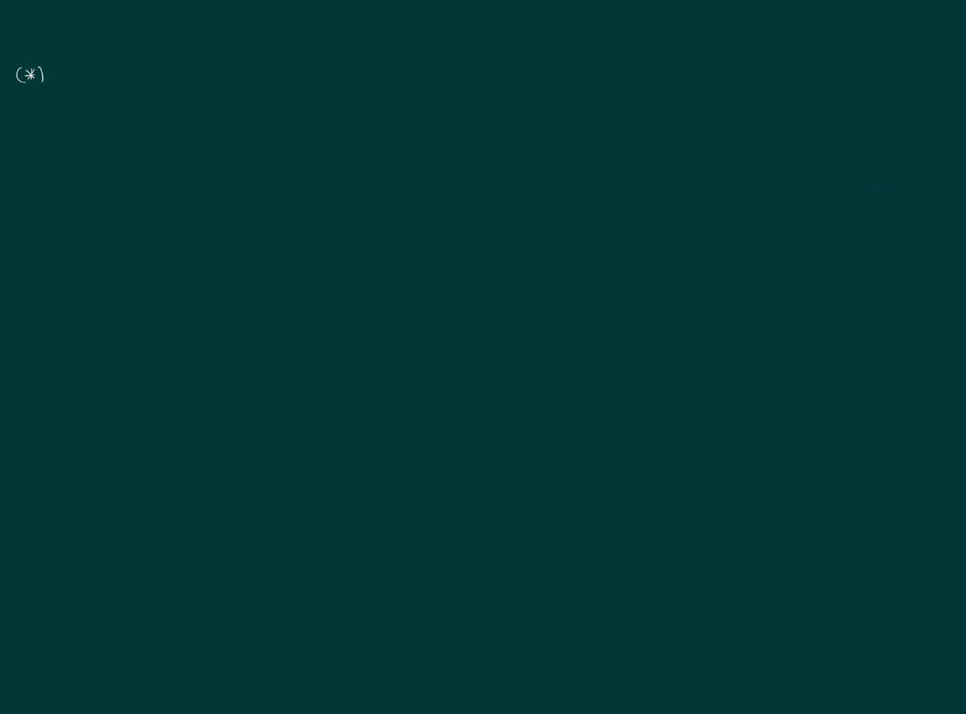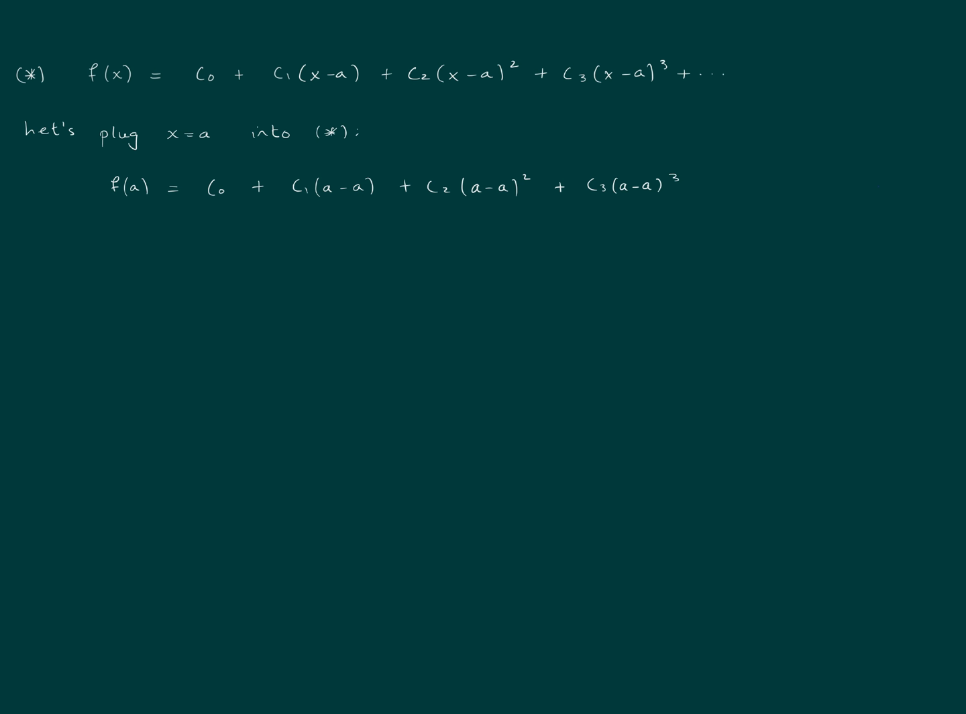So we have f of x is equal to c0 plus c1 times (x minus a) plus c2 times (x minus a) squared plus c3 times (x minus a) cubed plus dot dot dot. Okay, and let's plug x equals a into star. And what do we get? On the left hand side, we get f of a is equal to c0 plus c1 times (a minus a) plus c2 times (a minus a) squared plus c3 times (a minus a) cubed plus dot dot dot.